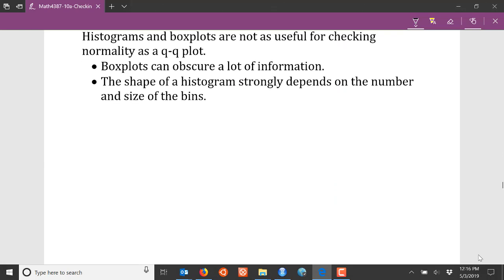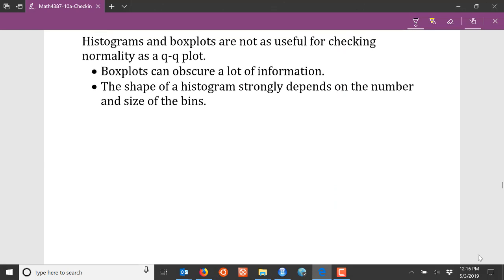And you may be asking yourself, well, why not just use something like a histogram or a box plot? I've learned about those before, I understand those, so why not just use those to assess normality? And you can do that, but those are really not very good graphics for assessing the normality assumption.